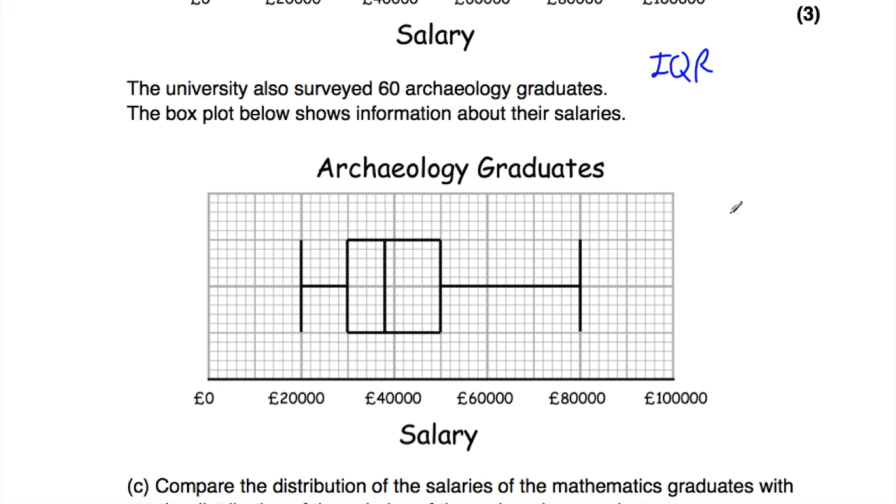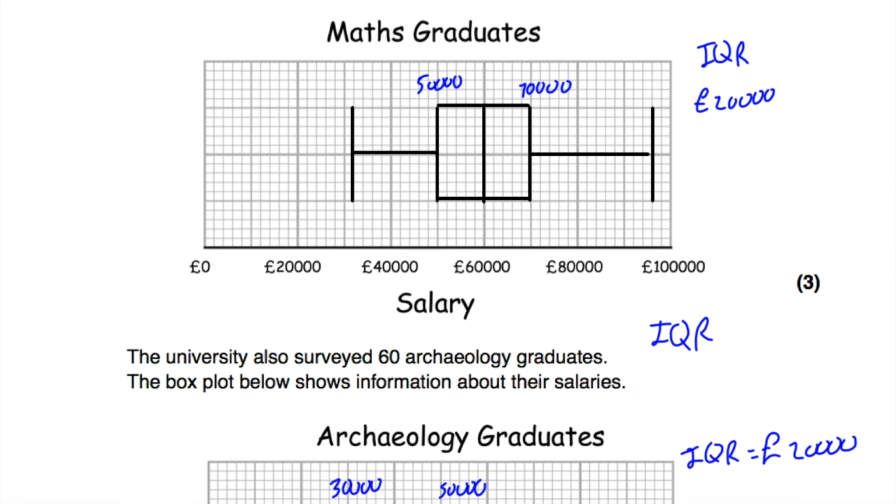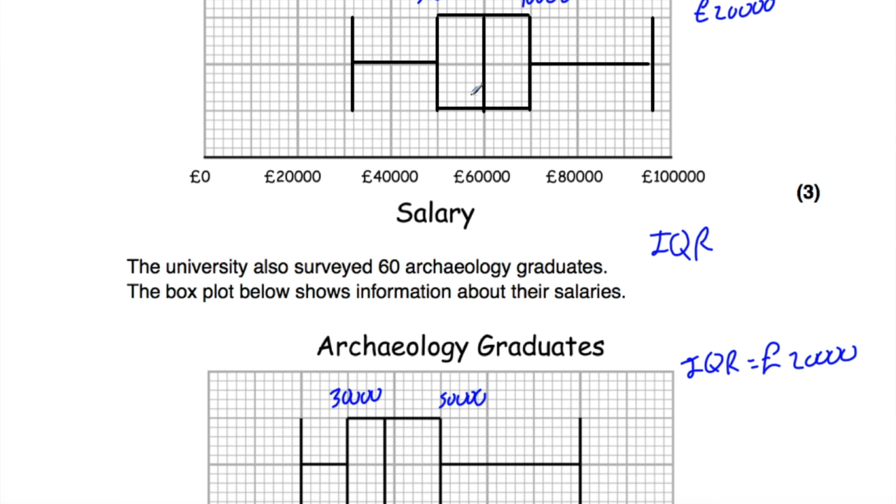Now let's have a look at the archaeology graduates and look at their interquartile range. Their lower quartile is £30,000. Their upper quartile is £50,000, and if you take them away, their interquartile range is equal to £20,000 as well. So that means that the middle 50% of the data is equally well spread out. If you look at the size of the boxes, that box has the same width as this box. So the spread of the middle 50% of the data is equal. They've got roughly the same spread, but obviously the maths graduates earn a lot more on average.